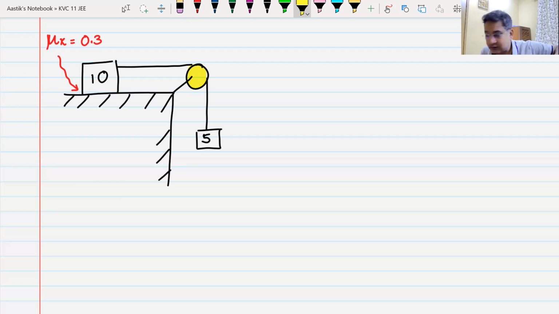One class. Yes? Sir, the 5 kg block is less than the 10 kg block, sir. So it will move, sir. The 5 kg block is less than the 10 kg block, so the system is going to move upwards.